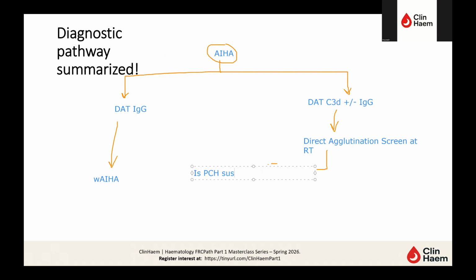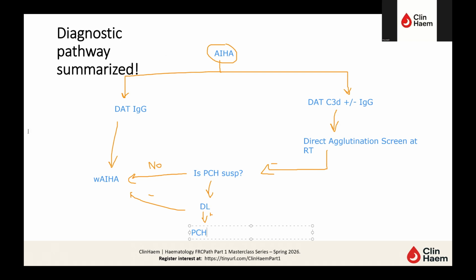So is PCH suspected? Even though the direct agglutination screen is negative, so it doesn't suggest any cold problem, you want to see if PCH is suspected or not. If PCH is not suspected, say the patient is not under 18, they haven't got intravascular hemolysis, hemoglobinuria, etc., then this is warm AIHA. But if PCH is suspected, you do the Donath-Landsteiner test, and again, if that is negative, you go back to this being warm AIHA. If this is positive, this can end up being PCH, which is with the biphasic antibody.